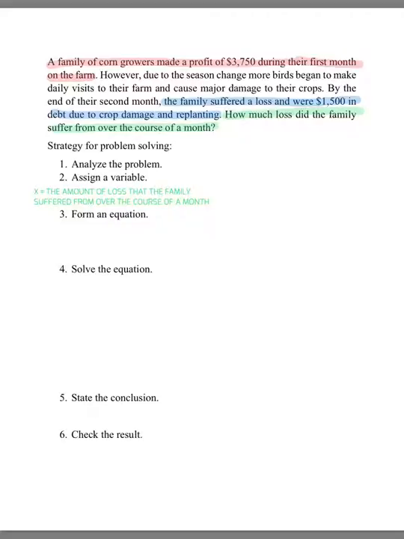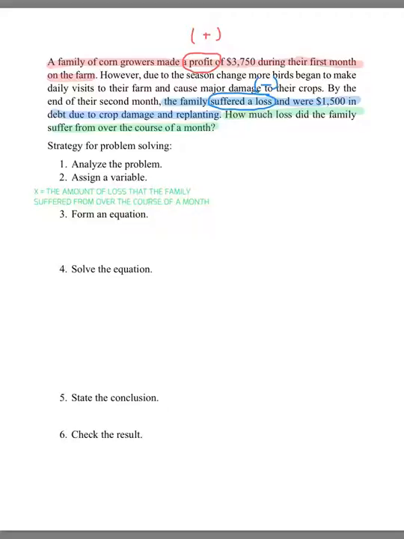Let's talk about some of the key words being highlighted. In red, one of the key words is profit. Profit is represented by a positive quantity or addition, so in this case we're going to have a positive $3,750. Now, what else do we have? Another keyword that's highlighted is suffered a loss. Whenever you lose something, that's an indicator of subtraction. So suffered a loss is going to be an indicator of subtraction.